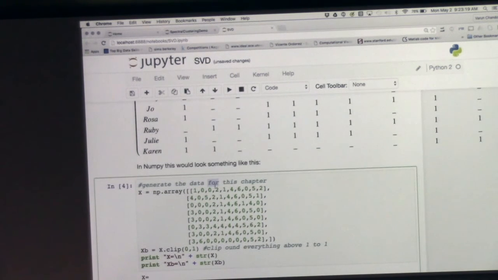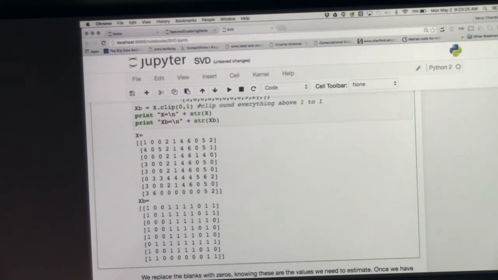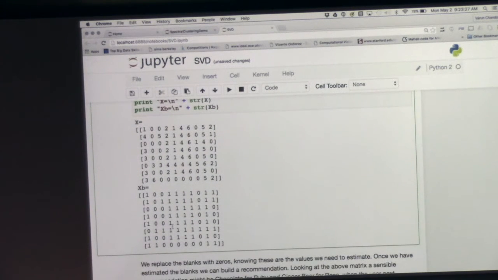So this is the data that I showed you earlier in a NumPy array. And then here I have made it binary. Okay, so we're going to work with this one. What I've done here is replace the missing values with 0, which means I don't know what it is, and we want to fill these values.